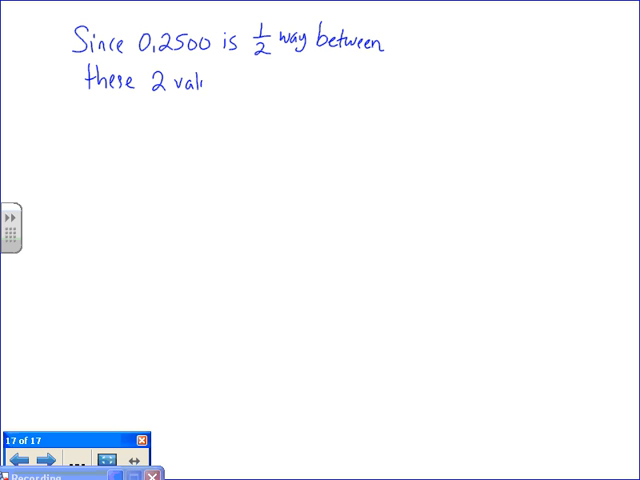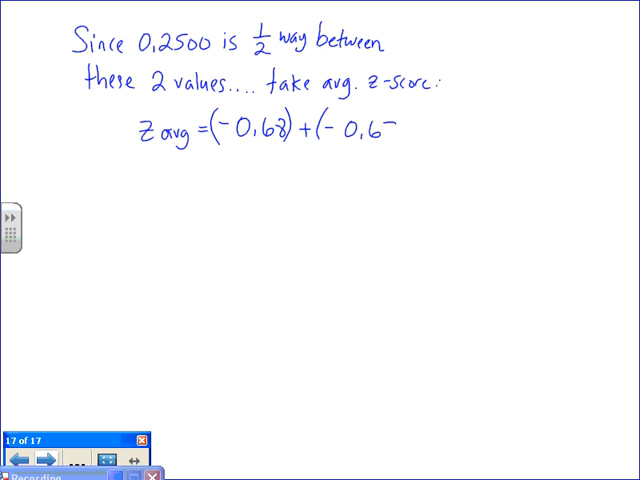These two values. If this situation happens, we take the average z-score for those two values. So we figure out the two z-scores and we average them. So our average z-score here is going to be negative 0.68, plus the other one, negative 0.67, divided by 2.